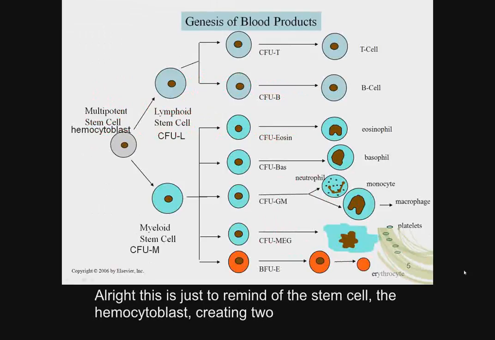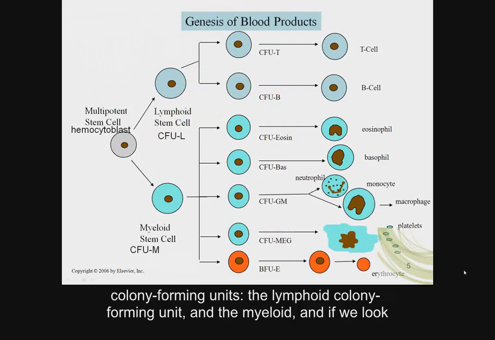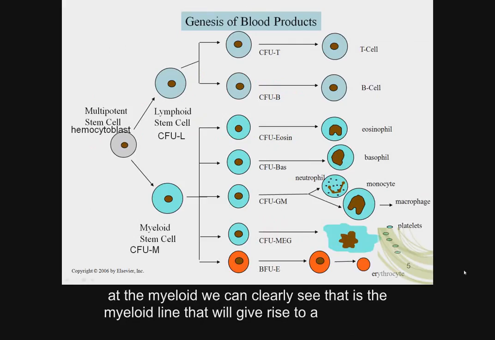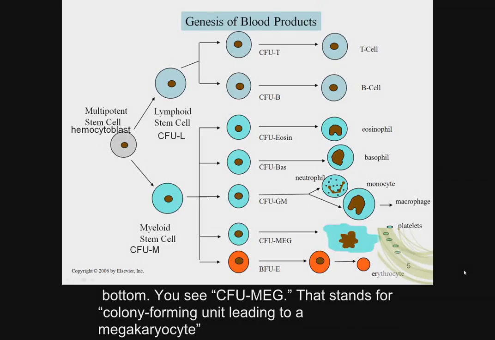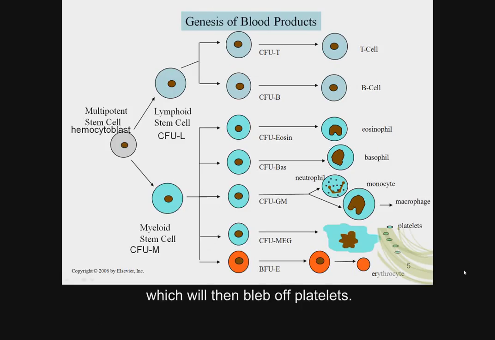All right, this is just to remind you of the stem cell, the hemocytoblast, creating two colony-forming units, the lymphoid colony-forming unit and the myeloid. And if we look at the myeloid, we can clearly see that it is the myeloid line that will give rise to a colony-forming unit that will develop a megakaryocyte unit, shown here second from the bottom. You see CFU meg, that stands for colony-forming unit, leading to a megakaryocyte, which will then bleb off platelets.